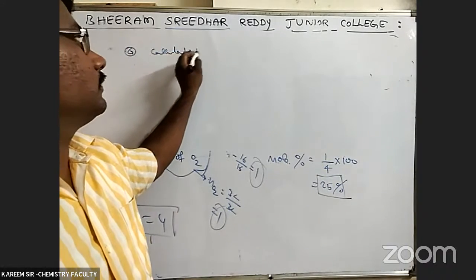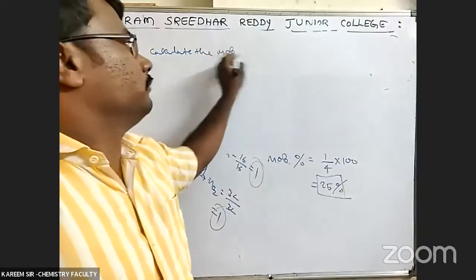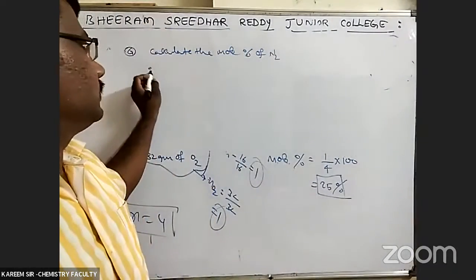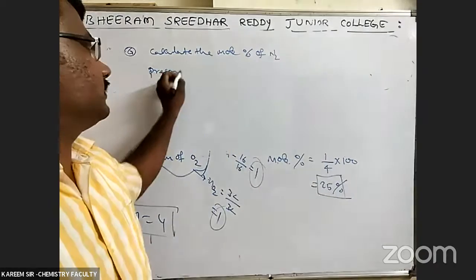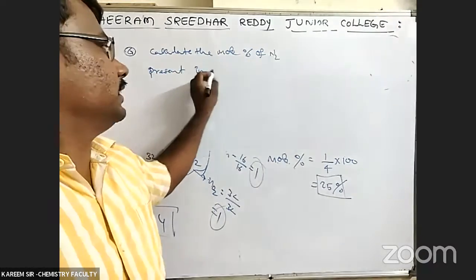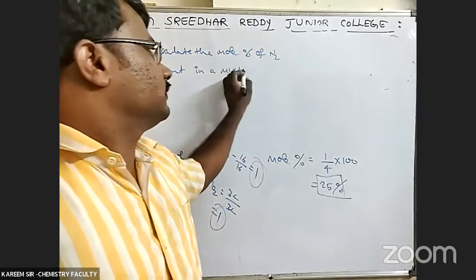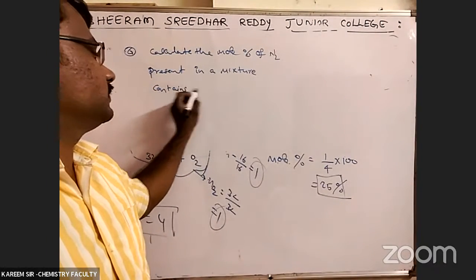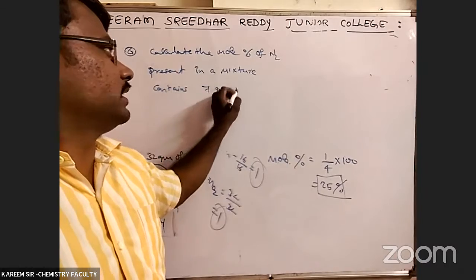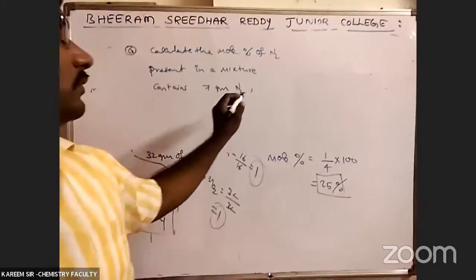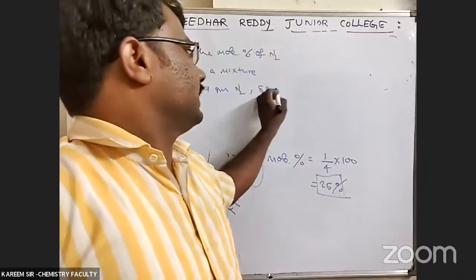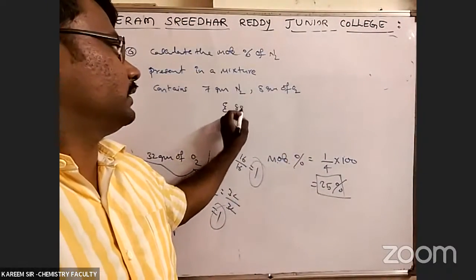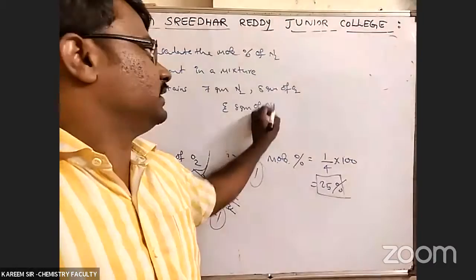Calculate the mole percentage of nitrogen present in a mixture that contains 7 grams of N2, 8 grams of O2, 8 grams of methane.